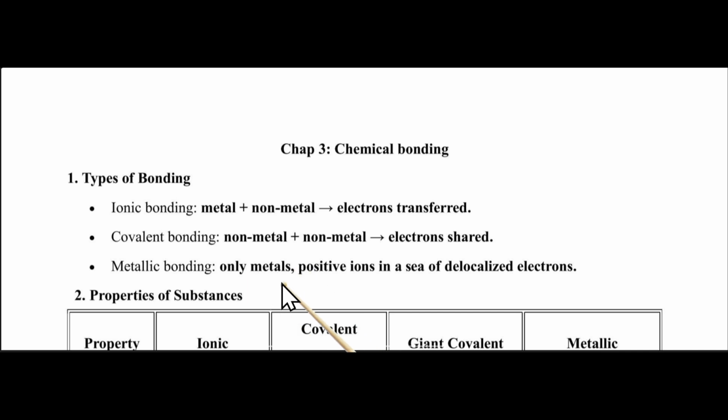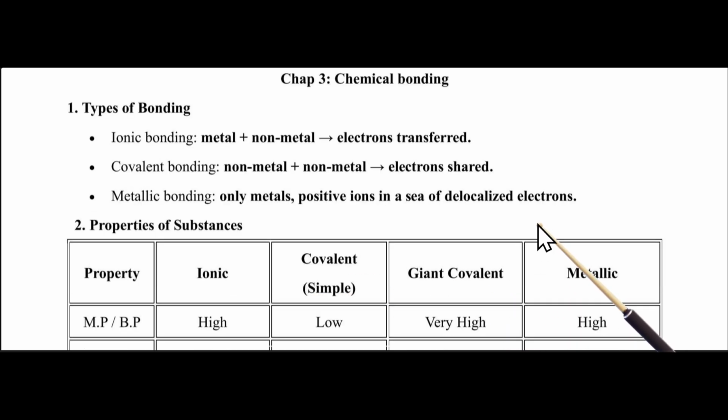And this metallic bond is formed between the positive ions of the metals and the delocalized electrons from their last shells. So how is the metallic bond formed? It's formed between the positive ions in a sea of delocalized electrons.